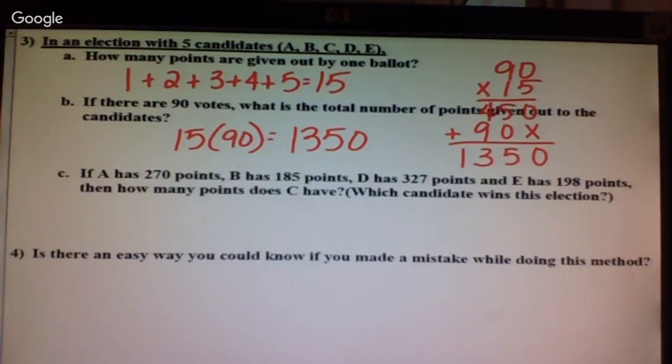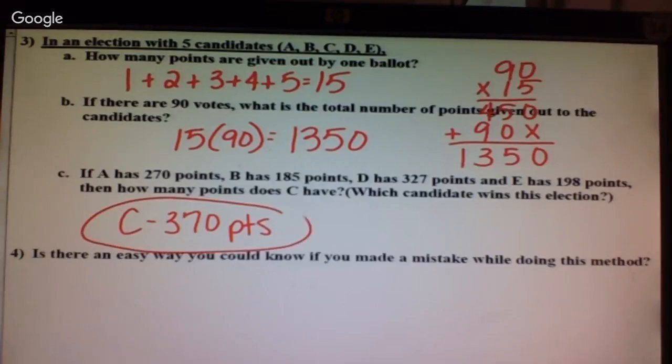So now they tell you the scores of A, B, D, and E. So how many points does C have? 370. Okay. So C has 370 points. Who's my winner? C. C has the most points.